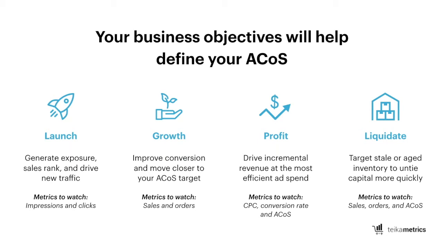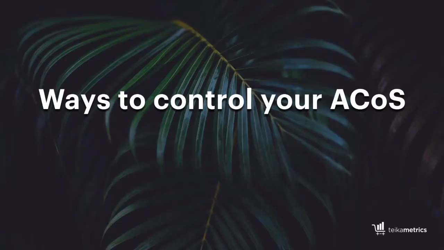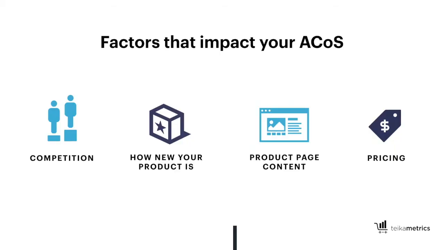All right, perfect. So now that we know how to measure your ACoS and what sort of benchmarks to set yourself, we're going to go into ways you can actually start controlling your ACoS. So we're getting into the meat of our presentation here today. The good part. The good part. We'll have all the answers, guys. So some of the factors that influence your ACoS can be competition, how new your product is, what's happening on your product page, and pricing.